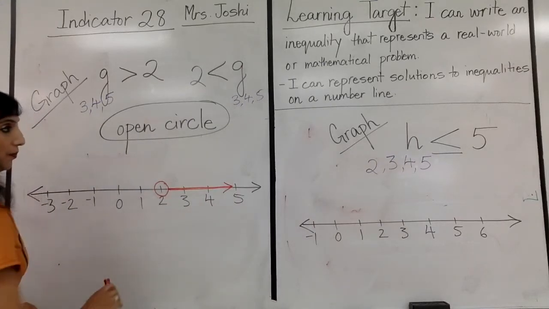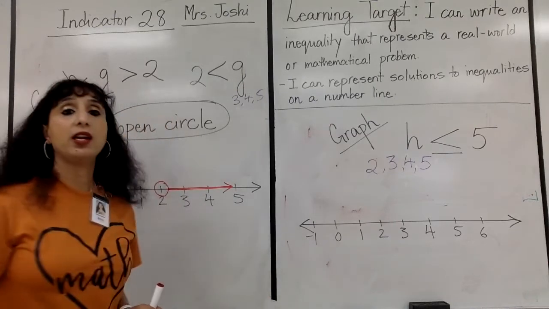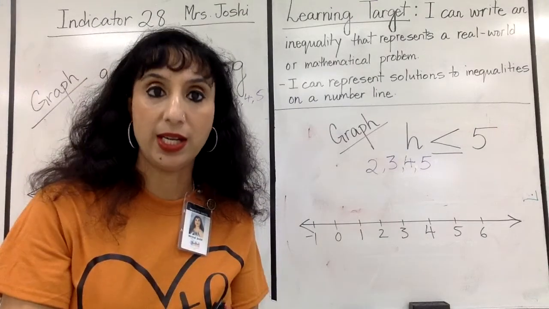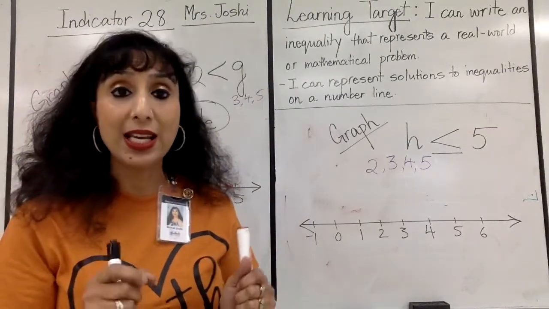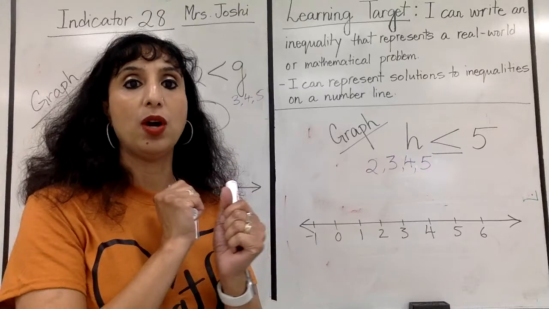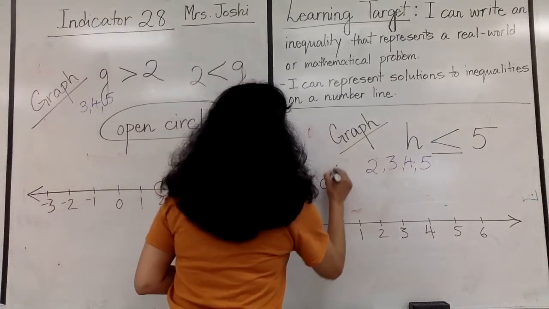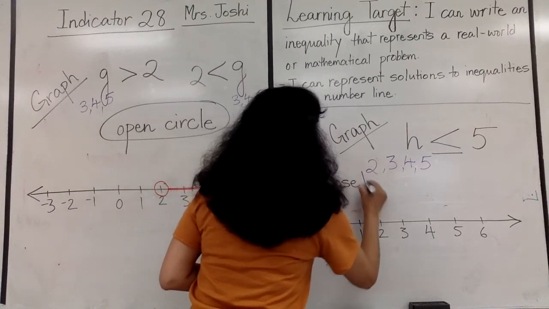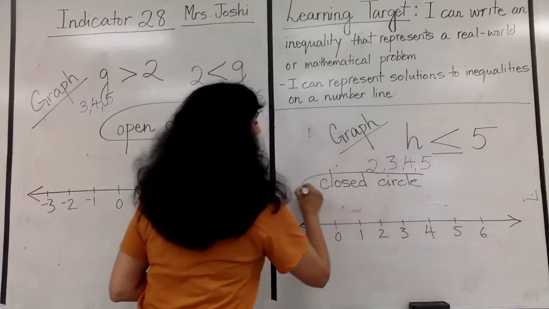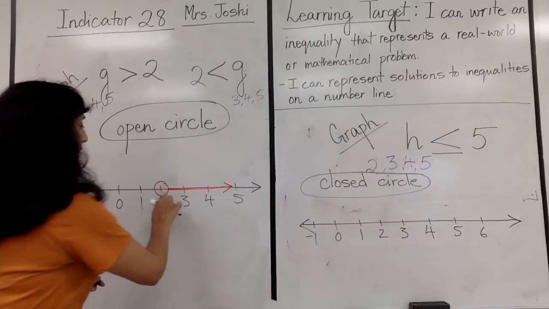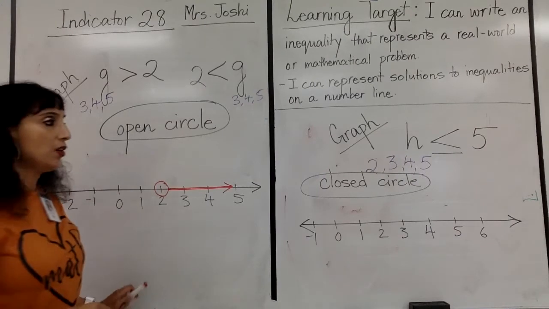Okay? Now, pay attention to what I'm about to do. I said that this one, 5, is included. So when a number is included, is less than or equal to, or greater than or equal to, then I have a closed circle. So now you understand why I was telling you earlier not to color completely in, because that would have become a closed circle.